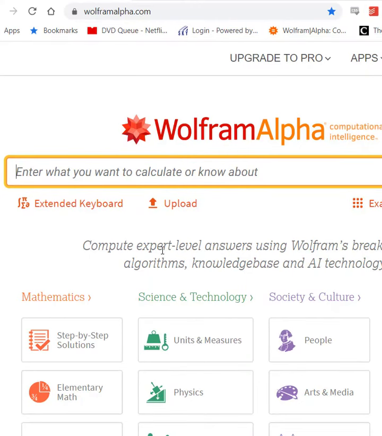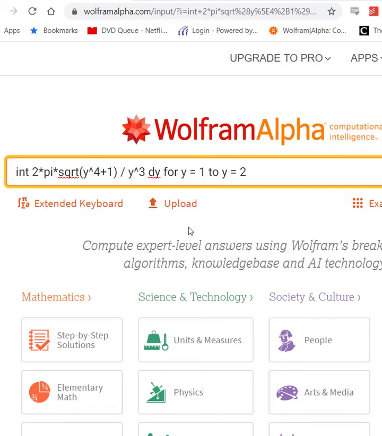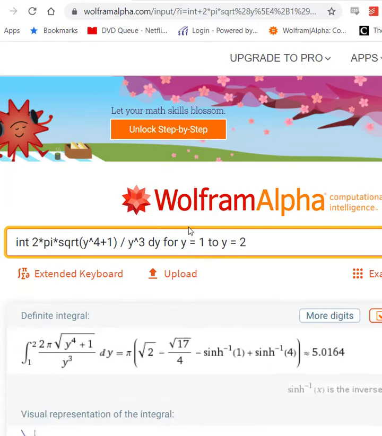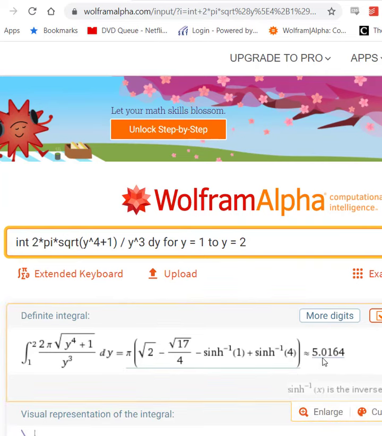Okay, I think I have the screen set up so that you can see the Wolfram Alpha entry line. I've taken away the integral, but I'm going to type it in, and then we can flip back to it if we need. The integral we're going to do is 2 times pi times the square root of y to the fourth plus 1 over y cubed, that was all one big giant term, dy, for y equals 1 to y equals 2. We'll check to make sure that it interpreted that properly. And it did. And it turns out it's about 5.